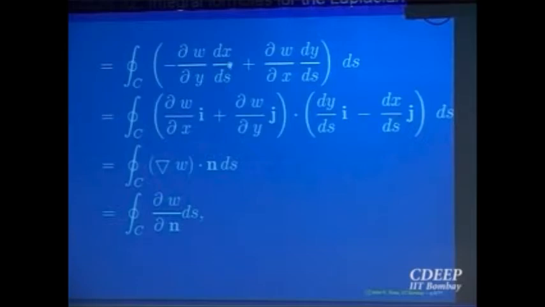The parameterization of the curve is r(s), where we have taken arc length parameterization. So this is the unit outward normal, and this is the gradient of w. So gradient of w dot n, what does that signify?